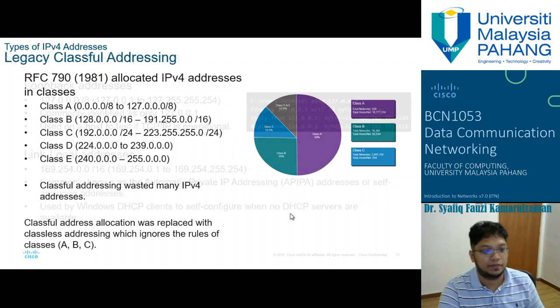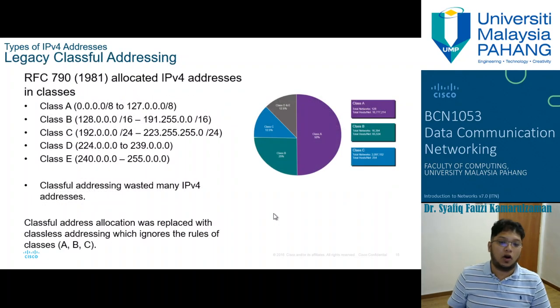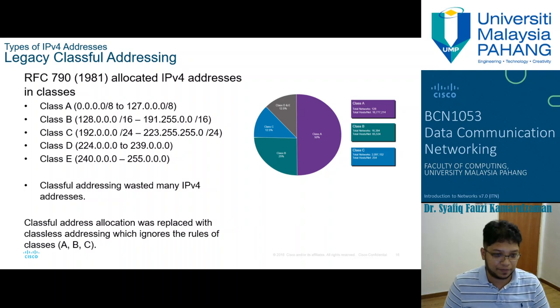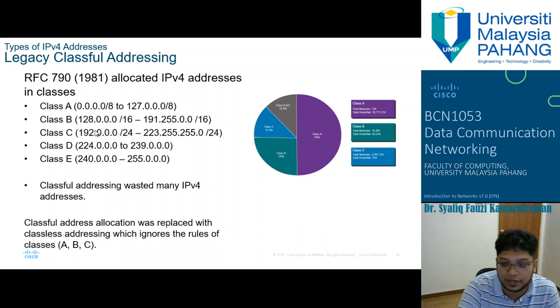Previously, all the IPv4 addresses were usually classified into server classes. They classified certain ranges of IP addresses into class A, class B, class C, class D, and class E. When they classed these IP addresses, there was a lot of wasting of IPv4 addresses. For example, if A only has a certain limit, and your location is in B or C, they cannot use the spare addresses in A. So it's kind of wasting the IP addresses that you have in A. Classful addressing wasted a lot of these IPv4 addresses.